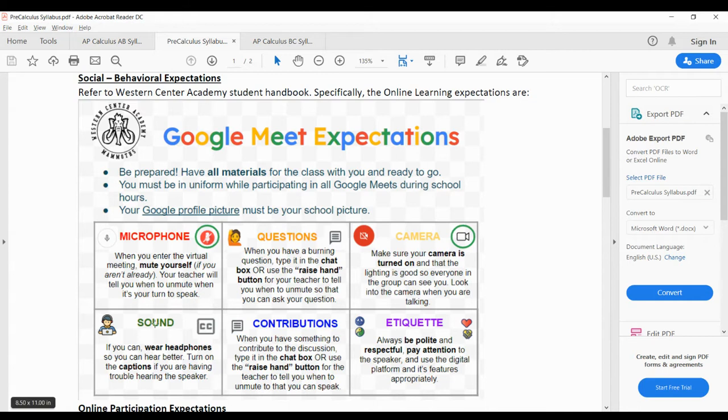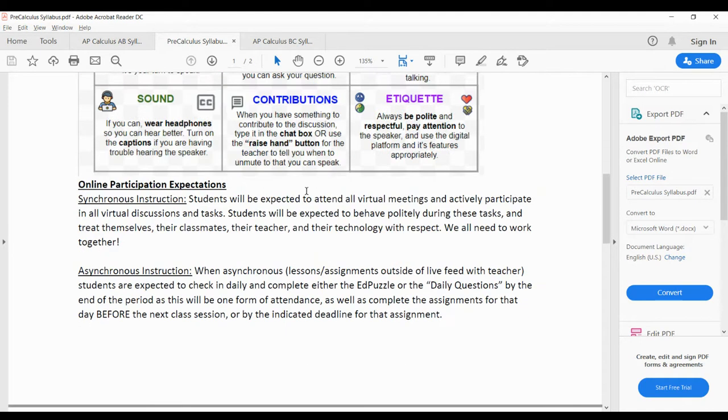Now, this is important. This is a big deal. So take a look at this. Make sure that you have a good understanding about that. This is what we're going to be following. So there you go.